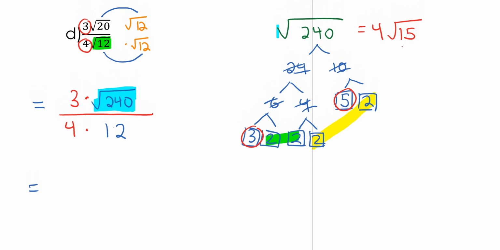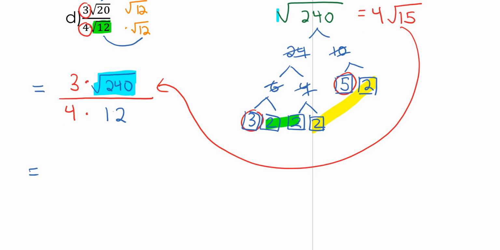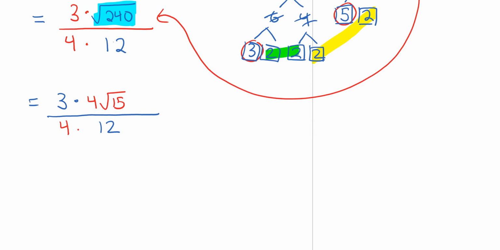So if I go ahead and use this 4 root 15 for the root 240, my next line would be 3 times 4 root 15 divided by 4 times 12. And after that, we can now simplify this. So the 4's can cancel. 3 and 12, that's going to be 1 and 4. So on the numerator, I have 1 times root 15, which is going to be root 15. And on the bottom, I just had that single 4, so root 15 divided by 4 would be my final answer.